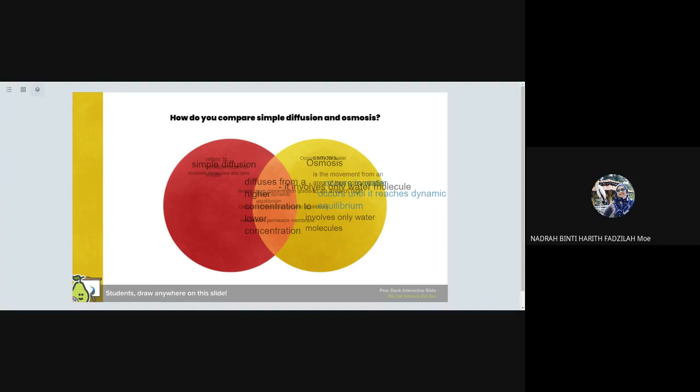Okay, good. Simple diffusion involves molecules and ions, atau involves solutes, zat terlarut. Simple diffusion involves molecules and ions, whereas osmosis involves the movement of water. Kalau osmosis betul. Simple diffusion involves solute, osmosis involves solvent. Okay, bagus idea ni.